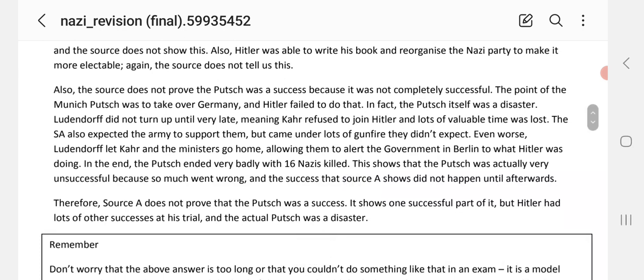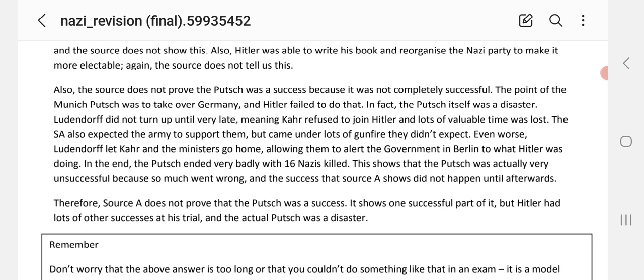Also, the source does not prove that the putsch was a success because it was not completely successful. The point of the Munich Putsch was to take over Germany, and Hitler failed to do that. In fact, the putsch itself was a disaster. Ludendorff did not turn up until very late, meaning Kahr refused to join Hitler, and lots of valuable time was lost. The SA also expected the army to support them, but came under lots of gunfire they didn't expect. Even worse, Ludendorff let Kahr and the ministers go home, allowing them to alert the government in Berlin to what Hitler was doing. In the end, the putsch ended very badly, with 16 Nazis killed.